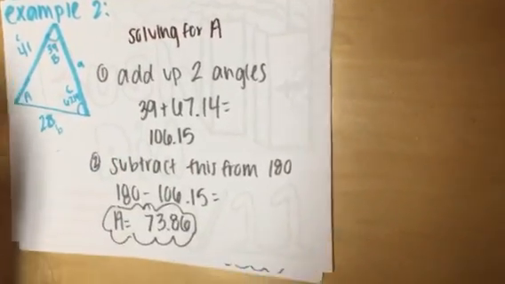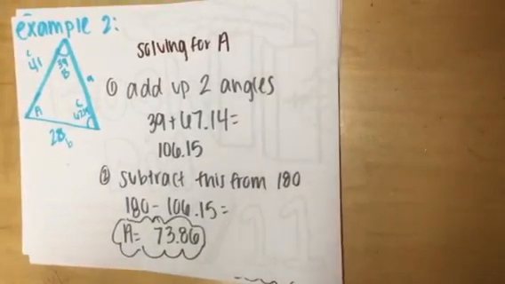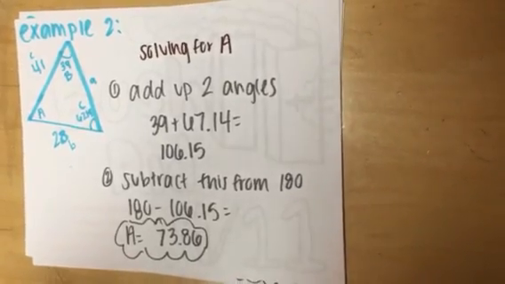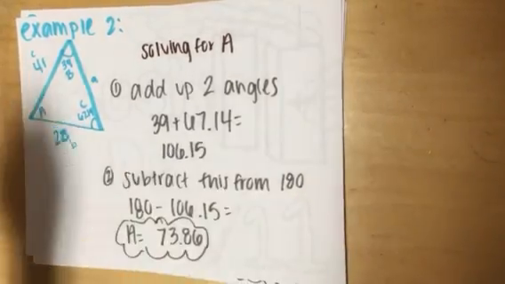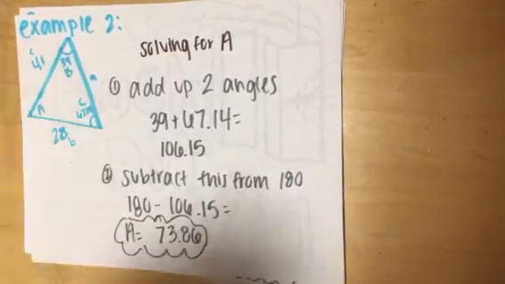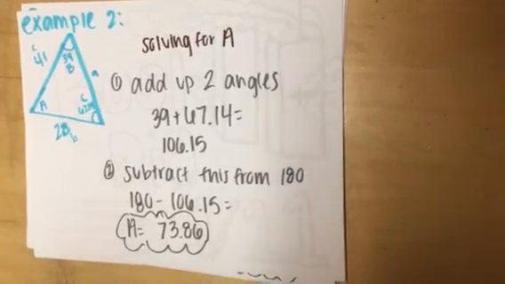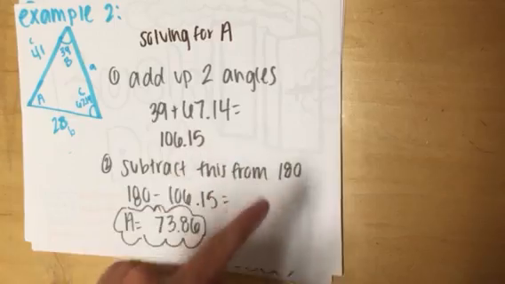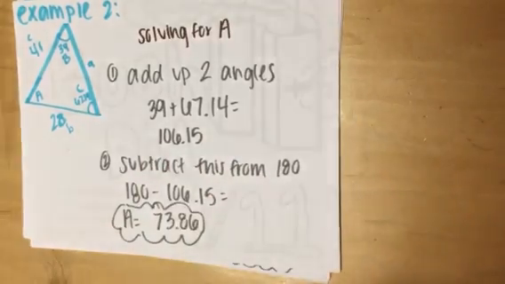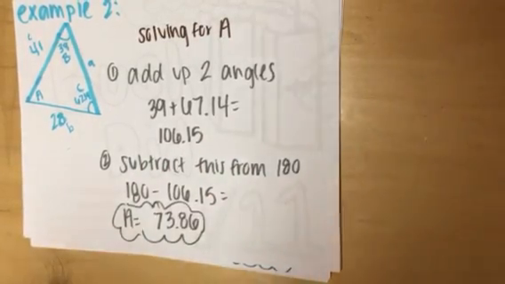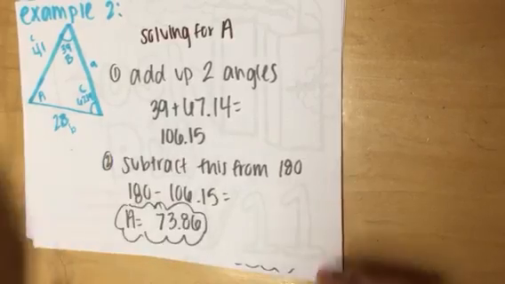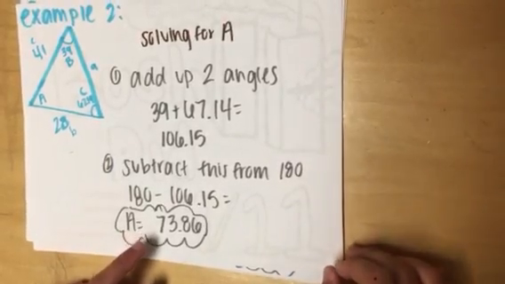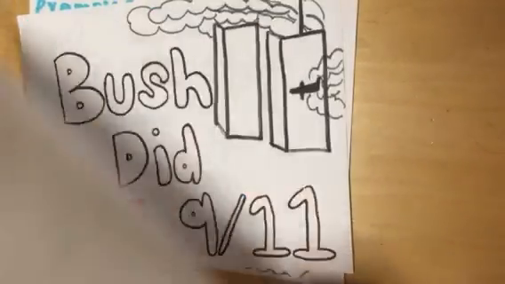Continuing on, now we have to solve for A, which is very easy. We just add up the two angles, angle B and angle C, and that gives us the sum. We do 39 plus 67.14, and that equals 106.15. We do 180 minus 106.15, and we get angle A equals 73.86.